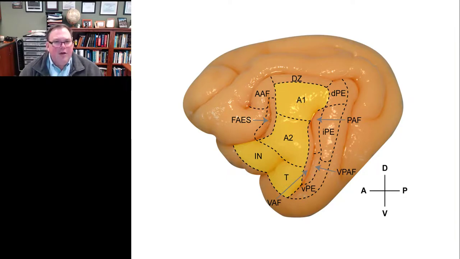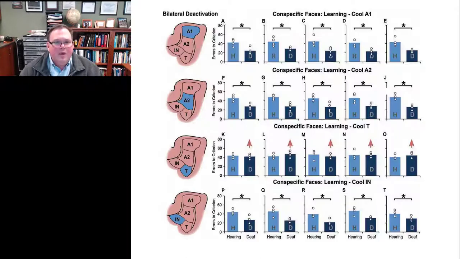Now we actually want to look at what are the contributions of each one of these four areas individually. Okay, so here in the upper line, you see performance of learning conspecific faces during bilateral deactivation of A1. Below that is the learning of conspecific faces during bilateral deactivation of A2, and then bilateral deactivation of area T, and the bottom line is bilateral deactivation of area IN. And what you can see is for A1 and A2 that it seems to be the normal pattern of learning.